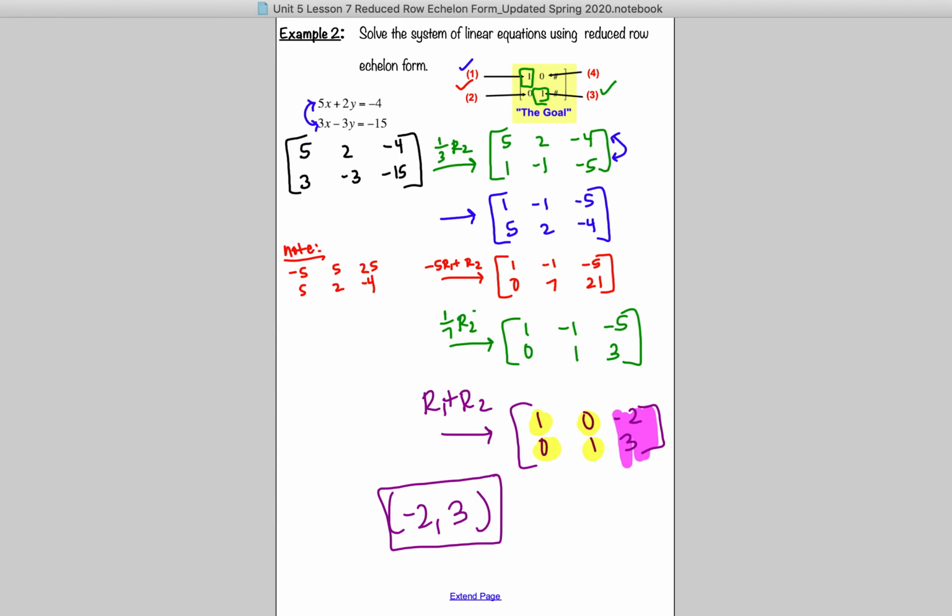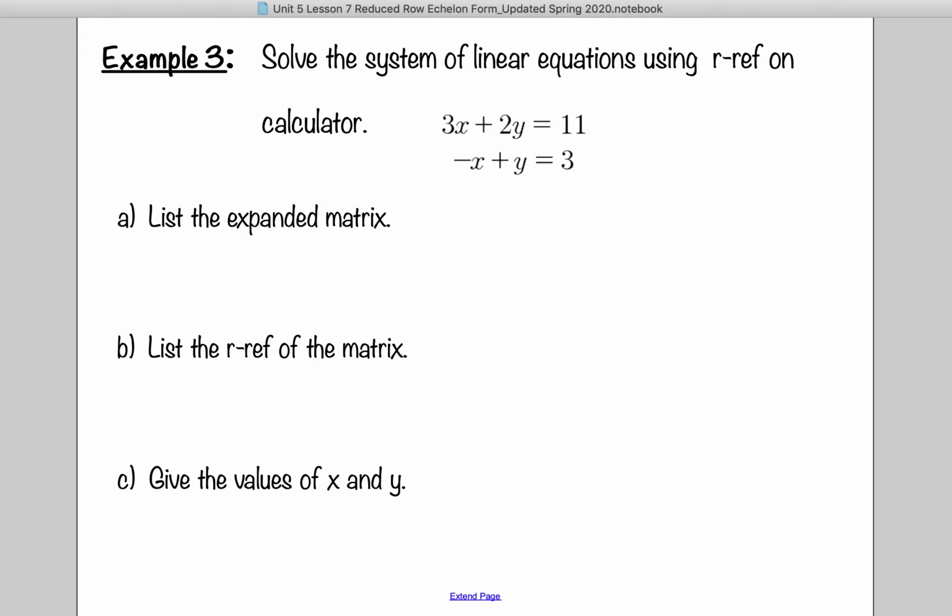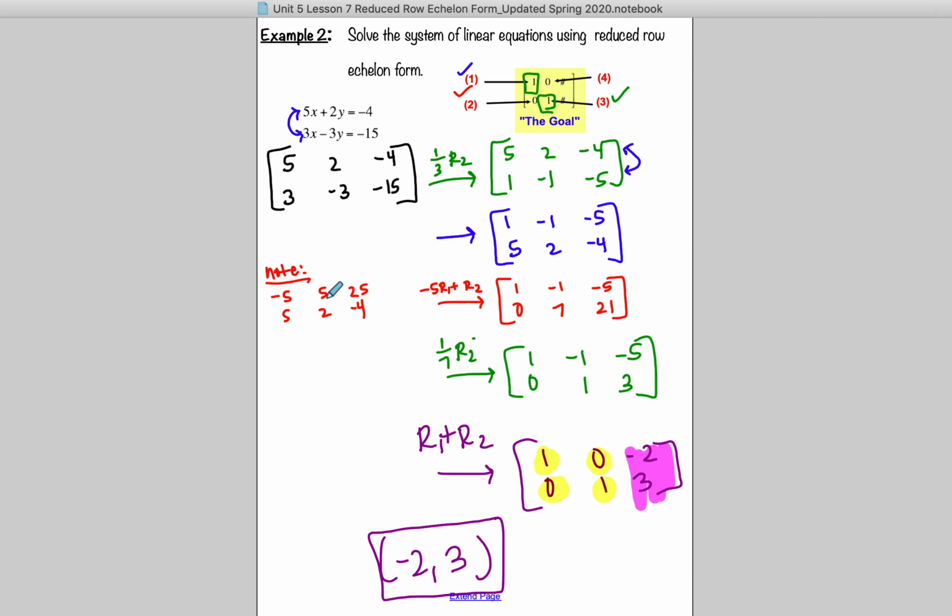When you do this on your calculator, the work that I need you to show is your expanded matrix. Your expanded matrix is the matrix that we started out with here. Then I'm going to ask for your reduced row echelon form matrix, which is what we ended with. And then finally your solution. So those are the 3 steps you need. And you will be able to use your calculator moving forward. It's just good to know what your calculator is doing for you. So that's the point of examples 1 and 2.